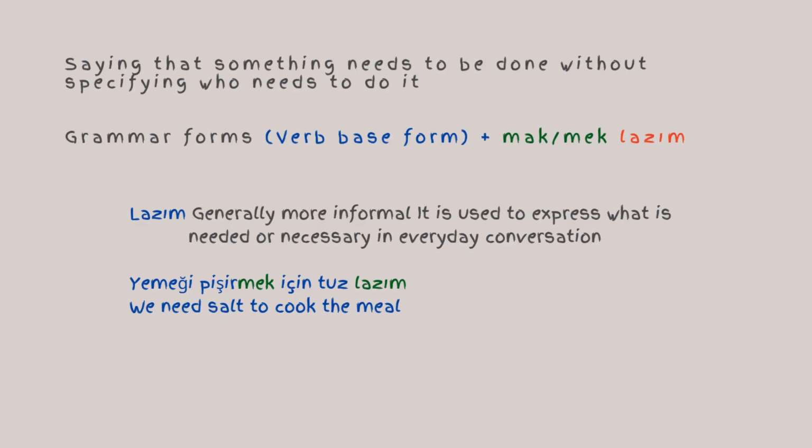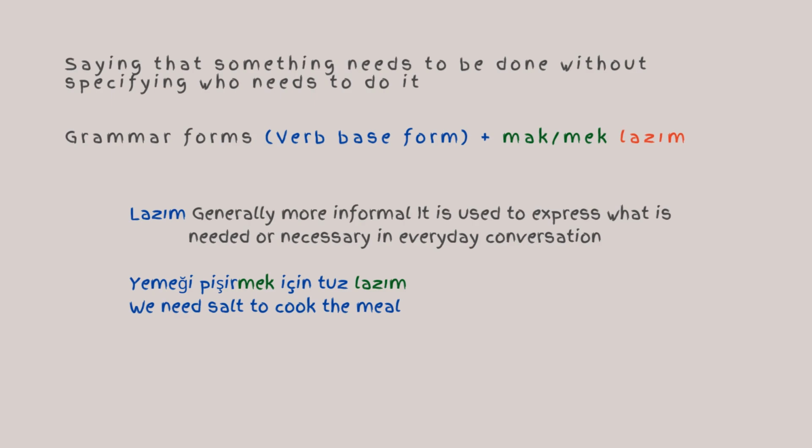Now let's begin with the first type, which is lazım. We're going to use it with informal necessity. We're going to use it also to express what is needed in everyday conversation. Like, yemeği pişirmek için tuz lazım. We need salt to cook the meal. To cook, pişirmek. Lazım, we need to.